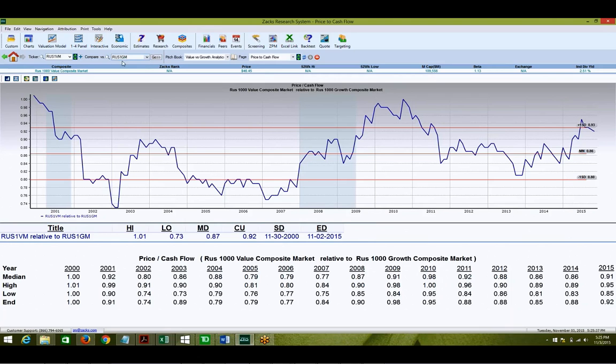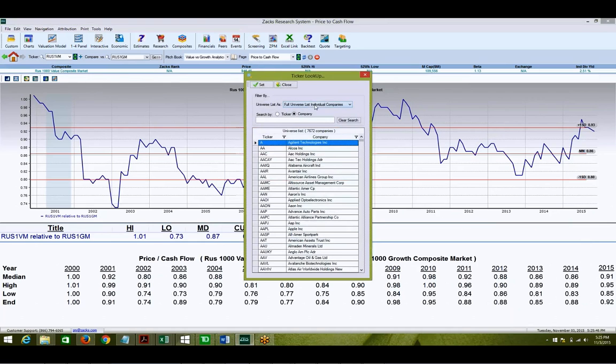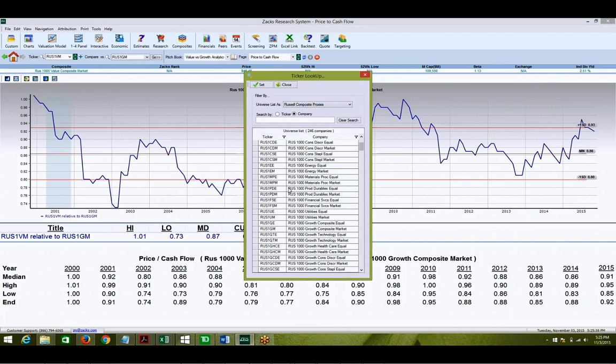You can look up any of the Russell or S&P composite tickers by simply clicking on this magnifying glass just next to the ticker box. And in the resulting window, click the drop-down menu and select either the S&P or the Russell composite proxies. This menu will contain all of the relevant indexes, ranging from the broadest market index to the sector and style-specific components, to the even more specific sector memberships within those styles.